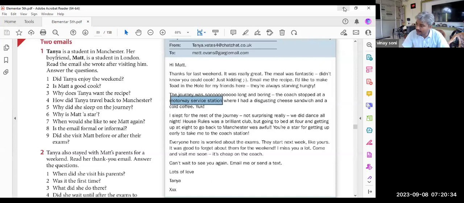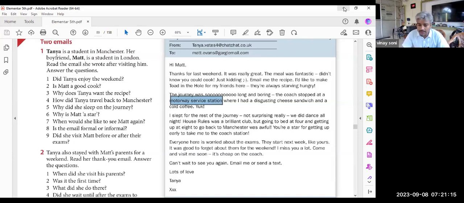They start next week. The exams start next week. Yes, like yours. They means the exams, plural. That's why they, not it. It is singular. Like yours, like your exams. Yours means your exams. Exam is a noun. Exam was replaced by the word yours. Yours is a pronoun. A word that replaces a noun is always a pronoun.